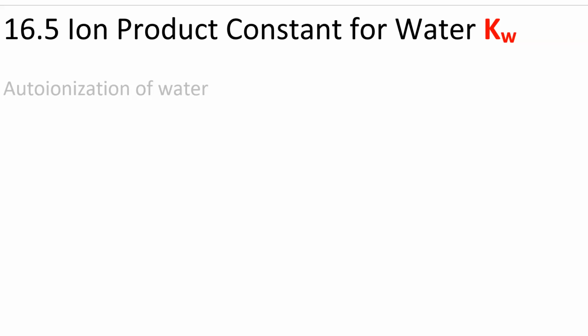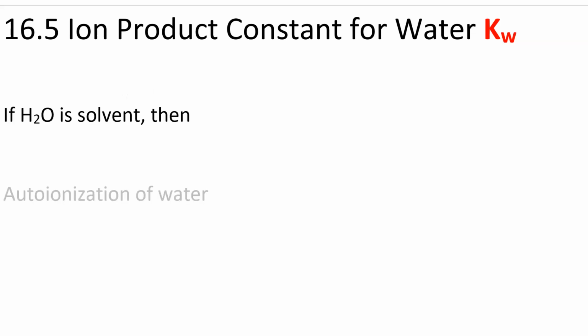Ion product constant for water, Kw. First of all, let's just make a definition. If water is your solvent, then an H plus ion will add to the water. So here's a water molecule, and it will join up with that proton and give you what's called a hydronium ion.